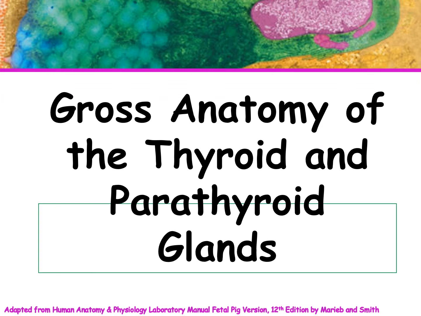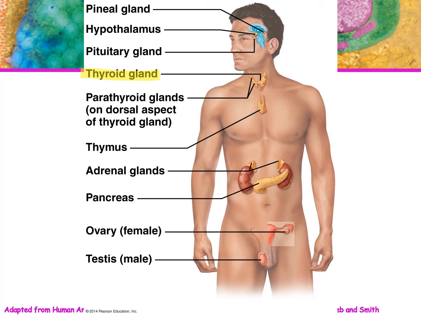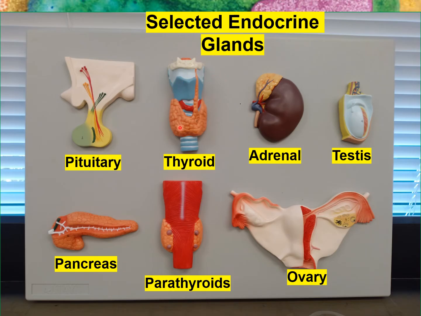Now let's take a look at the gross anatomy and the histology of the thyroid and parathyroid glands. So this diagram shows us the exact location of the thyroid gland. So it is located in the cervical neck region, just below the larynx. Here on our model, we can see that the thyroid gland is located just below our larynx, and we see two laterally placed lobes connected by an isthmus.